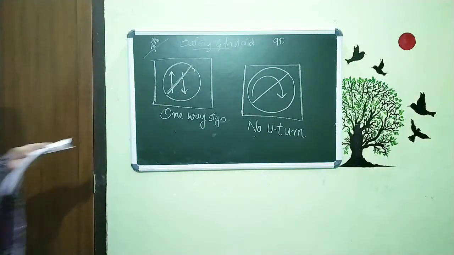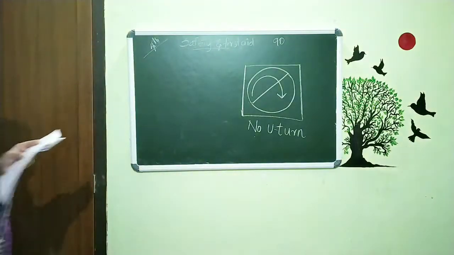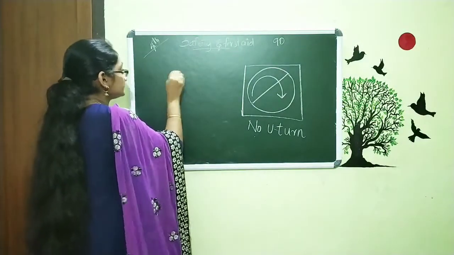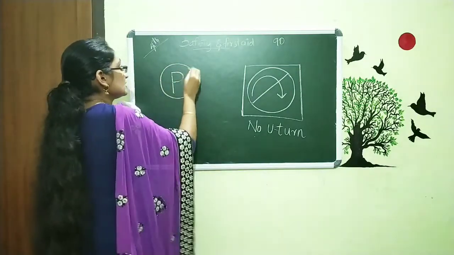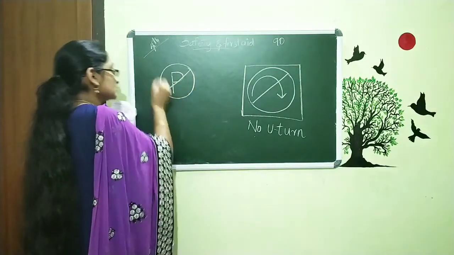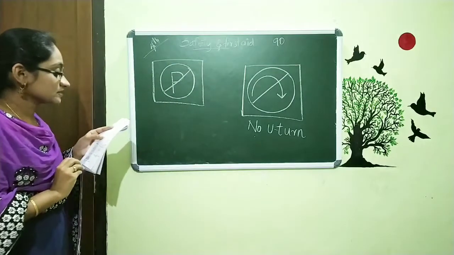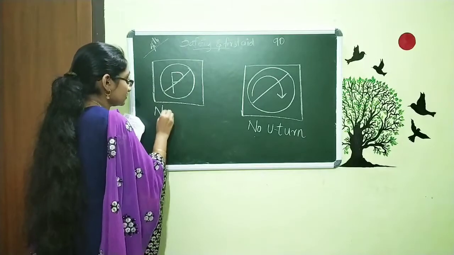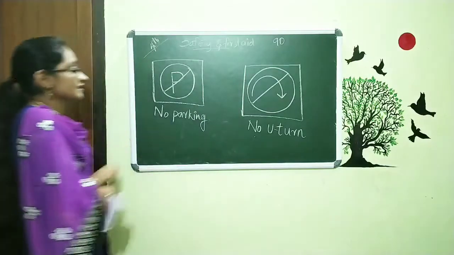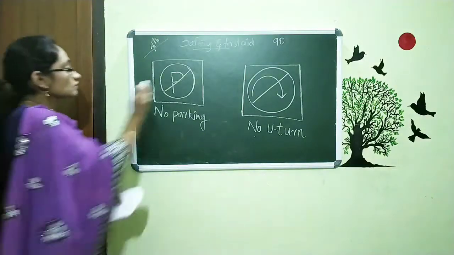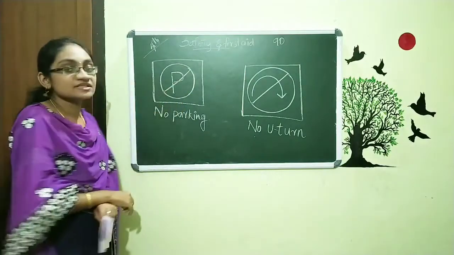Now we are going to discuss the third one. That is a capital P, and again a circle having a crossed line inside. Then what is the meaning of this? This is no parking. So when you can see a P with a crossed line within a circle, what does it mean? No parking.